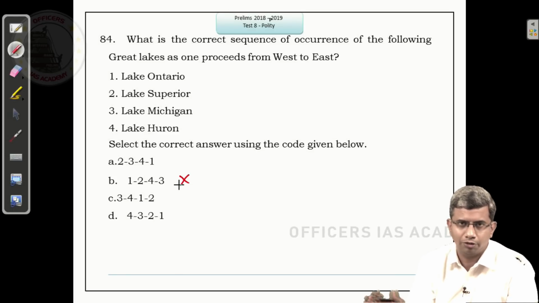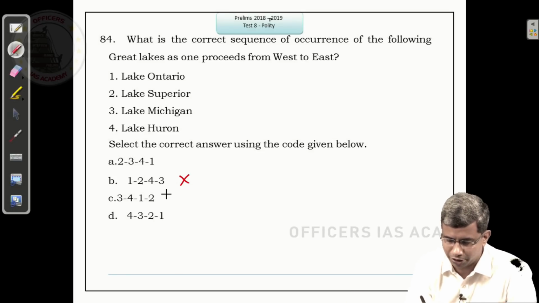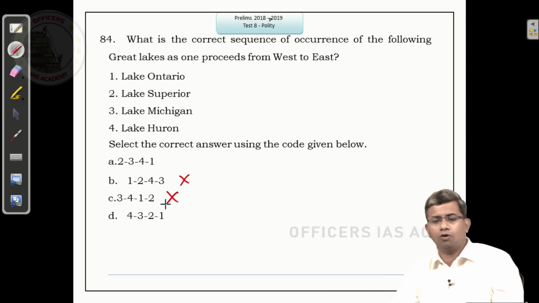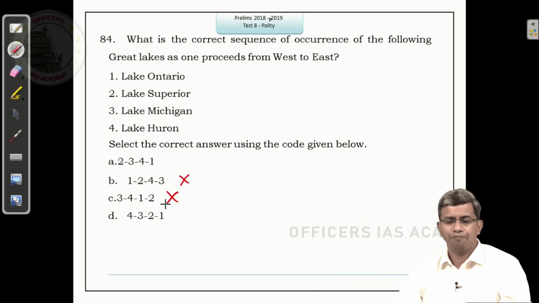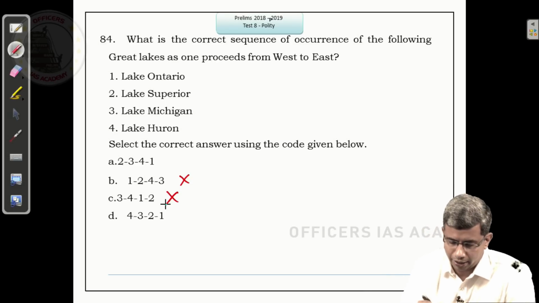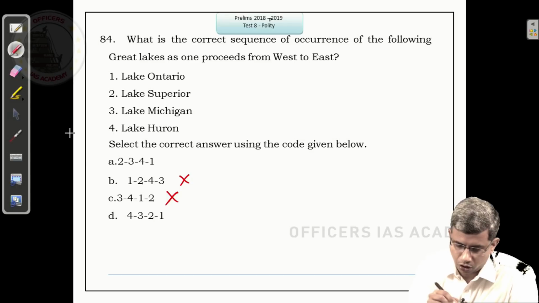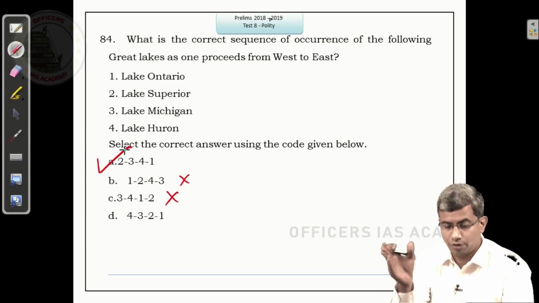Guys, I am just having the key in front of me and based on that I am saying it. So Lake Ontario is the easternmost. So your choice is between A and D, and the correct answer is A. So that is the correct order when you move from west to east.